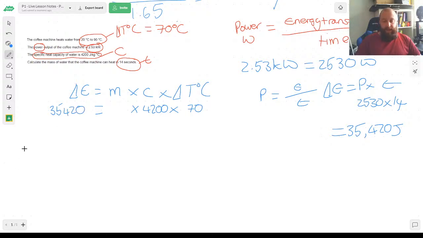I'm going to put that value in there. Now I have a calculation that I can work with. What I need to do is rearrange this so I can work out the mass of the water. So, as I did before, oh, there's a 2 in there, divided by 4,200 times 70.